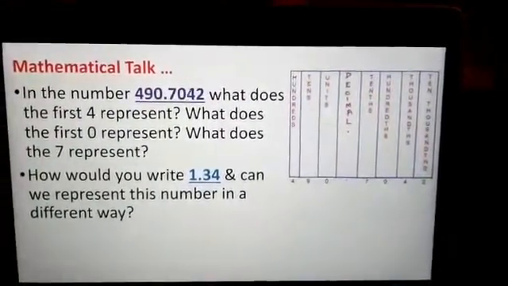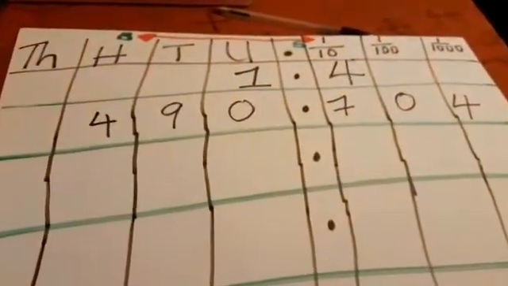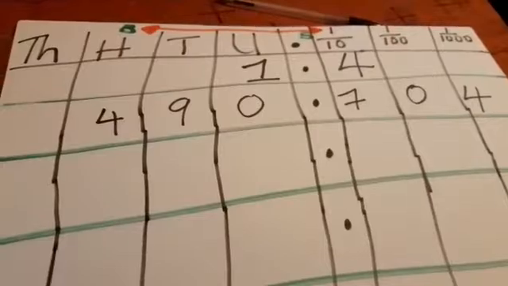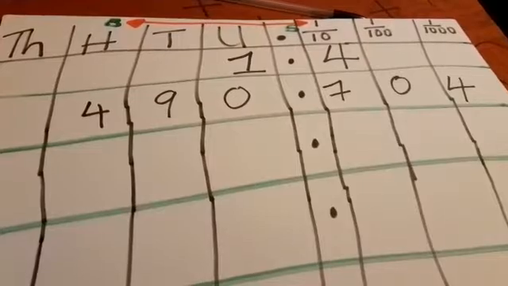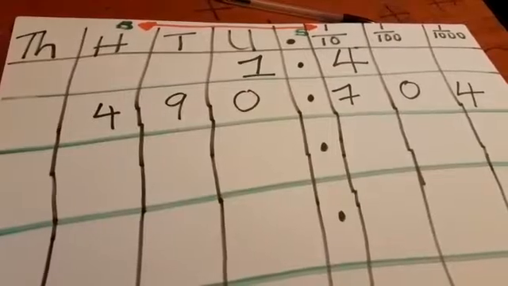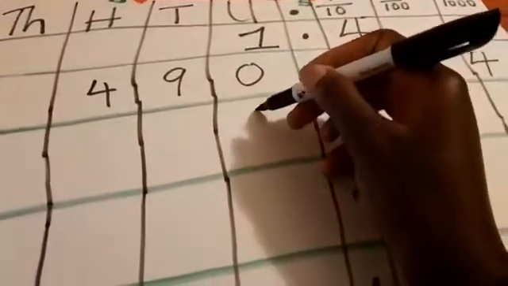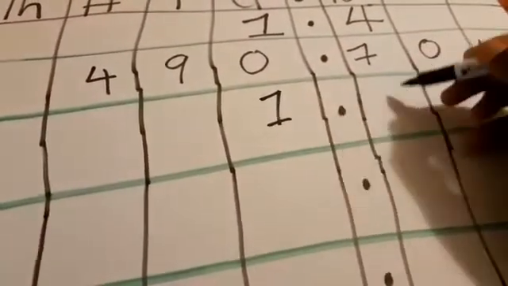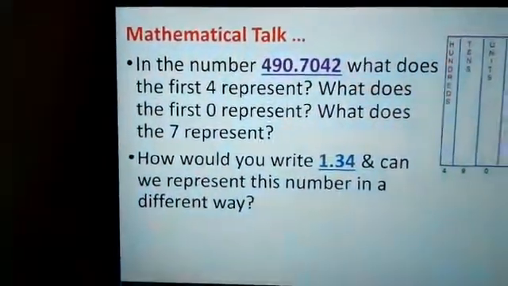Now, the next one is, how would you write 1.34? And can we represent this number in a different way? So here is my place value grid. Remember, at any point, you can pause the video. If you're not sure about anything, you can also go back and rewind the video so that you can hear it again. Like I said, this first lesson is very straightforward, and I know this is something that you're very good at doing. So 1.34: 1, there's your decimal point, and then there's your 3, 4. Then it says, can we represent this number in a different way?